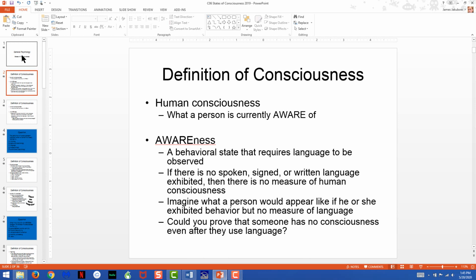So to define human consciousness, it's defined in a very general way. Human consciousness is what a person is currently aware of. And notice that the word aware on the screen is in capital letters. The reason that's done is to point out that awareness is actually a synonym with the word consciousness, which means that this definition actually involves some reification. And reification is never good in definitions. So let me explain what this means.